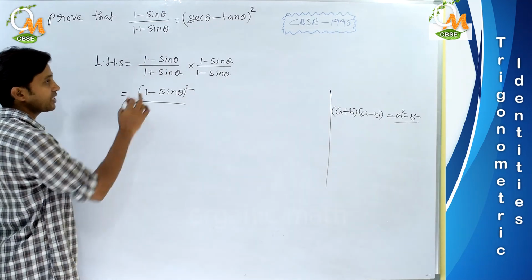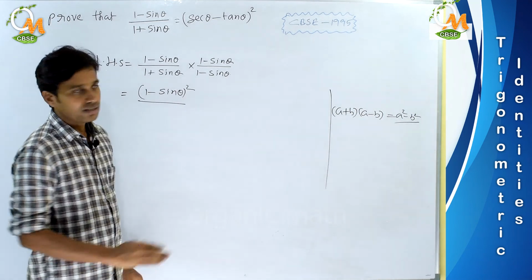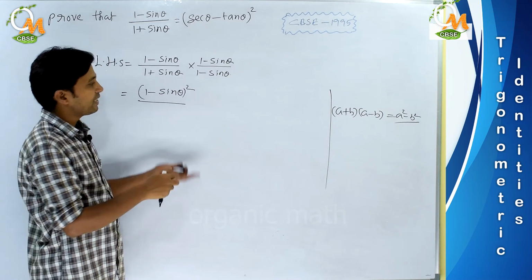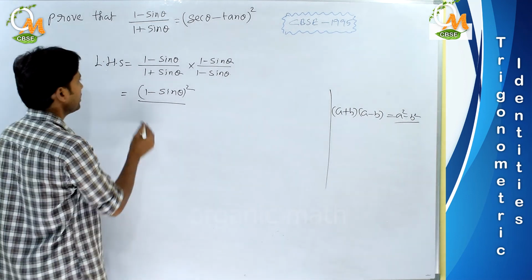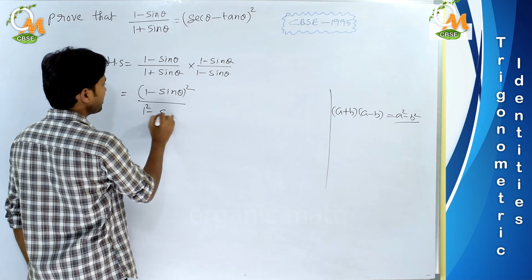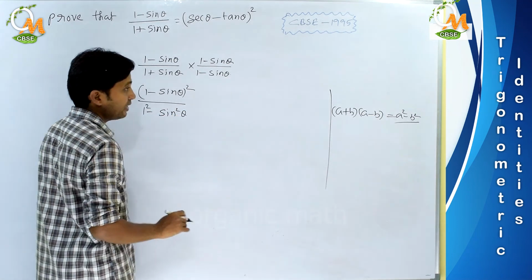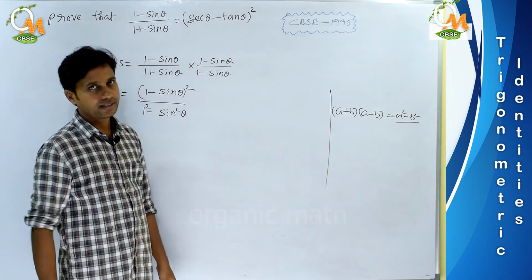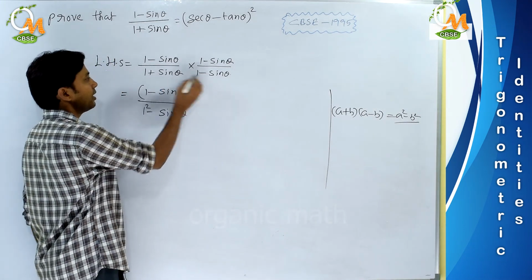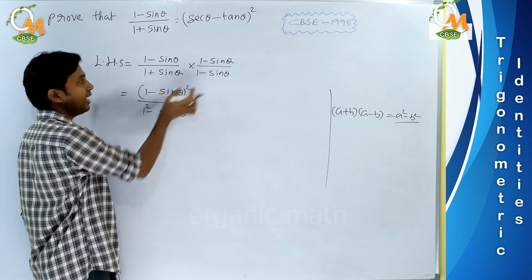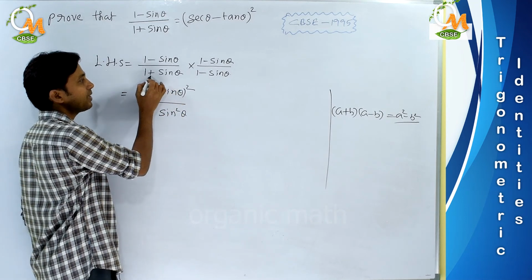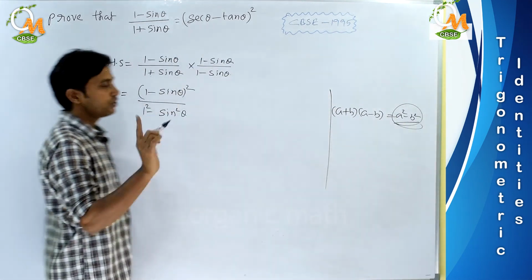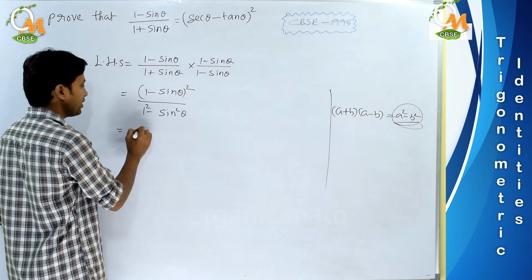If you consider this 1 as a and sin theta as b, this is in the form of (a plus b) into (a minus b), which can be written as a square minus b square. So this is 1 square minus sin square theta. To adjust into this pattern I multiplied with 1 minus sin theta, so that where plus is there, if minus is also there, then we get this pattern. Understood? Anyways, so now this can be further written as what?